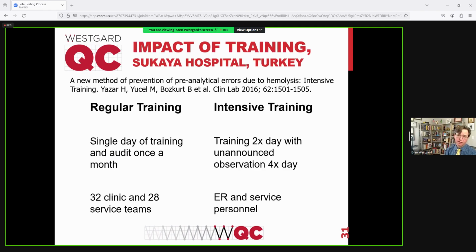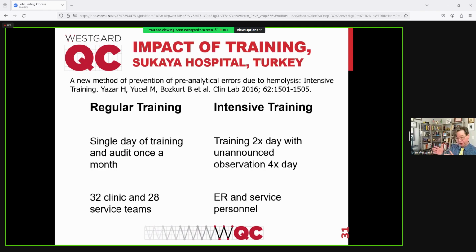Here's a study from Turkey asking, can we train ourselves into improvements in our hemolysis rates? So they did a study. We're going to do some regular training, just an in-service, a 1-day session. Hey, do you remember how to draw blood correctly and mix the tube correctly?